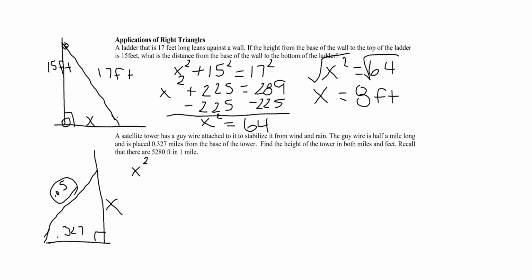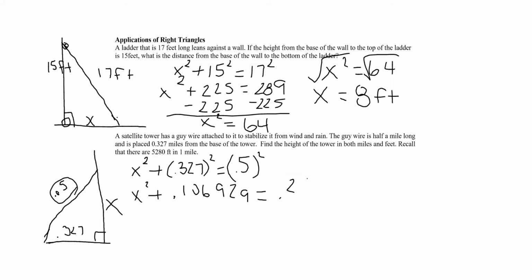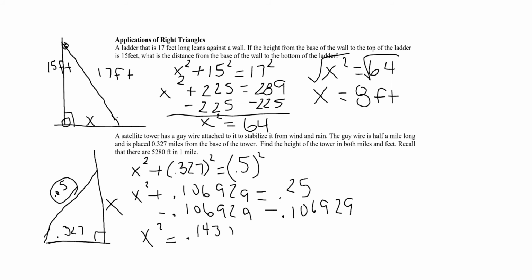So we're going to do x squared plus 327 thousandths squared equals 5/10 squared. Okay, so we have x squared. When I square 327 thousandths, I get 0.106929, and it equals 25 hundredths. Then we'll subtract from both sides. And I get x squared is equal to 0.143071. And again, to undo it, you take the square root. So I get x equals 39 hundredths miles.